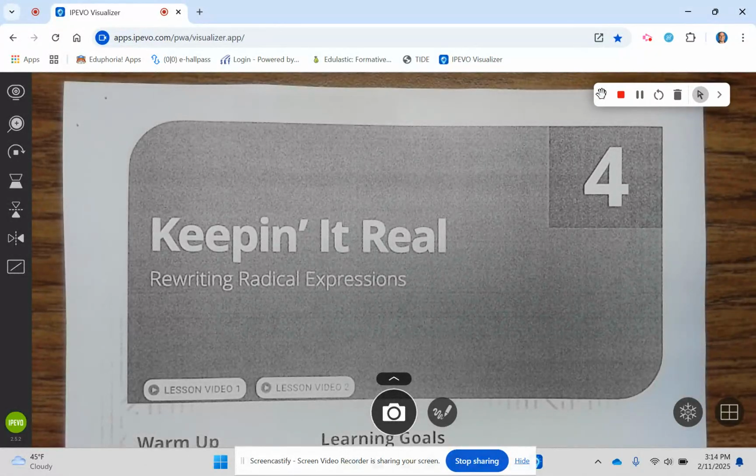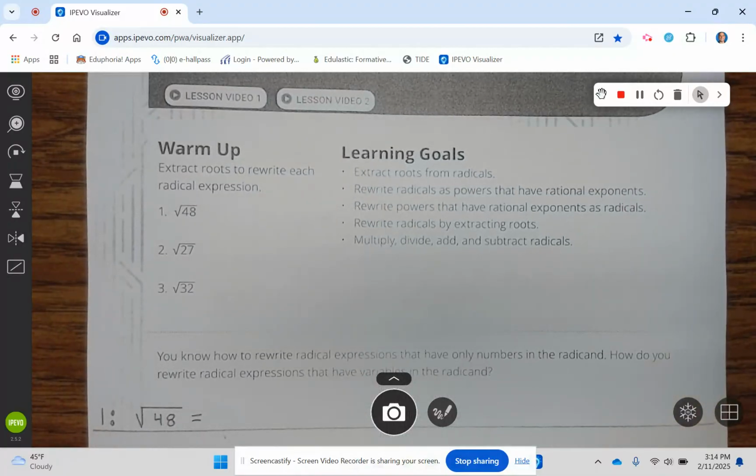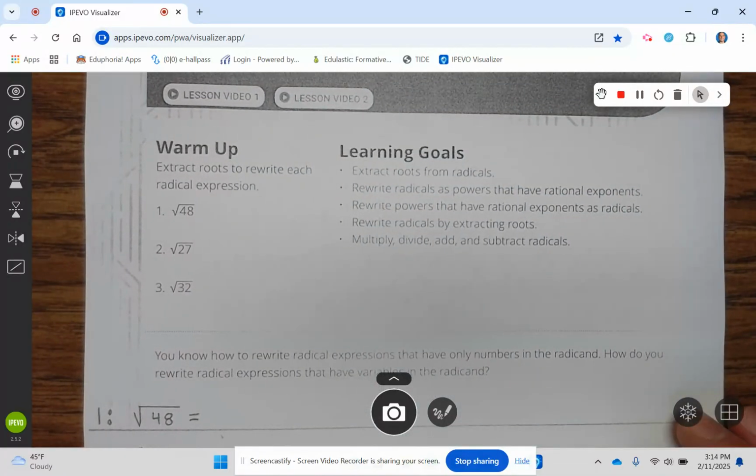Okay, Wildcat 7.4. Keeping it real, rewriting radical expressions. Warm up. Extract roots to rewrite each radical expression.